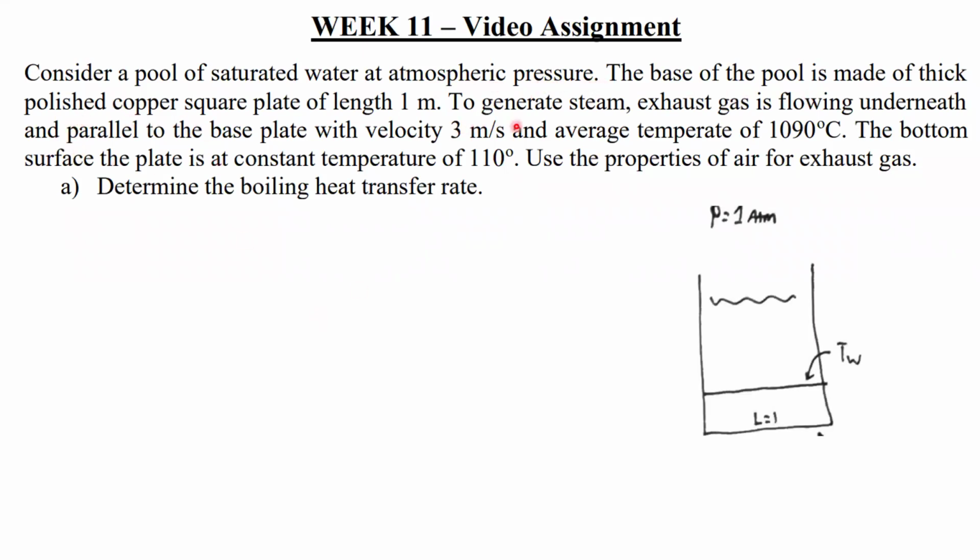So here's a schematic. To generate steam, exhaust gas is flown underneath parallel to the base plate with a velocity of 3 meters per second at an average temperature of 1090. So here we go. The bottom of the surface plate is at a constant temperature of 110. Use the properties of air for the exhaust gas. And so part A, determine the boiling heat transfer rate.